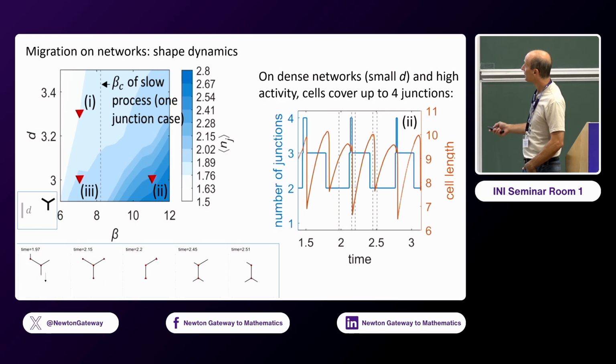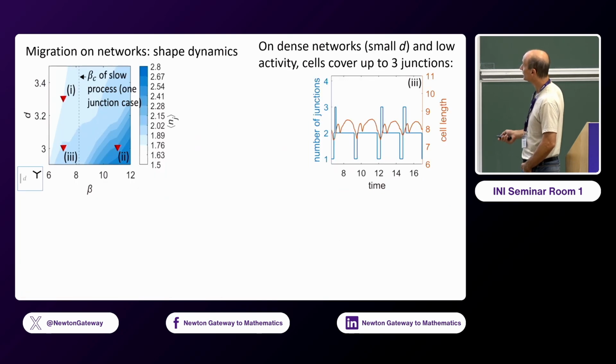Okay, if we go to a denser network and also increase the activity, now we can have the cell from time to time even reaching 4 junctions, like you see here. It can even cover 4 junctions, and then it can cover 3 junctions. It can go back to 2, etc. Just to give you a sense of what it is doing.